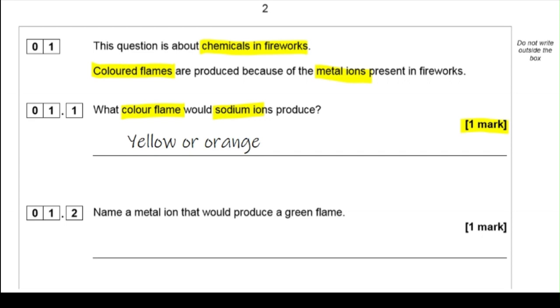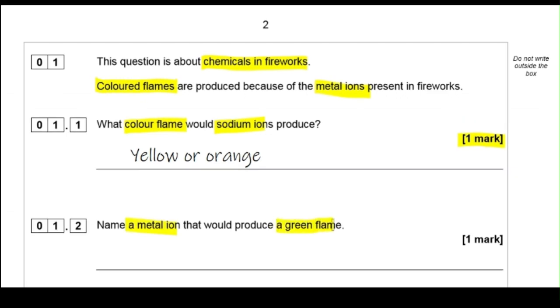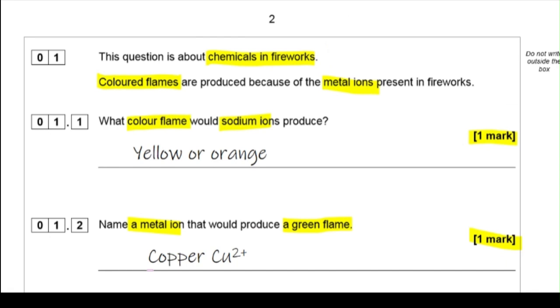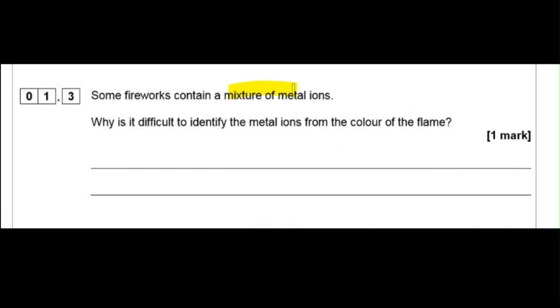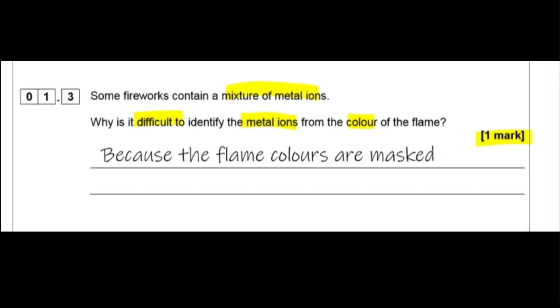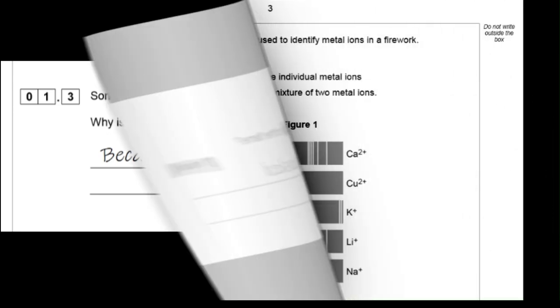1.2. Name a metal ion that would produce a green flame. Well, there are a couple you could have had here. The obvious one from the syllabus is copper, Cu2+, for 1 mark. Some fireworks contain a mixture of metal ions. Why is it difficult to identify the metal ions from the colour of the flame? This is because the colours in the flames are masked. So, to get 1 mark, you should write, the flame colours are masked.